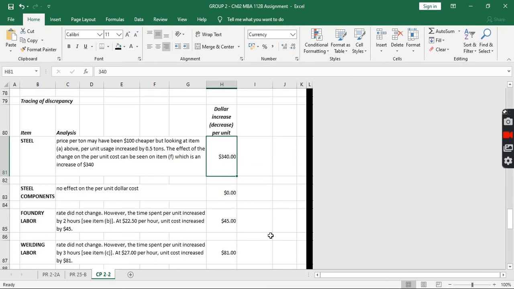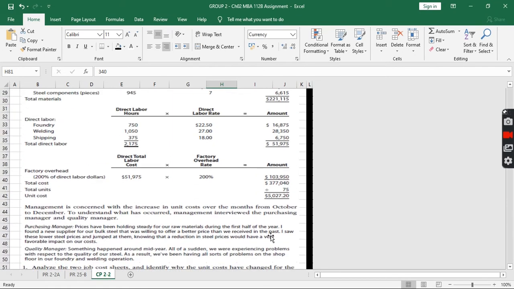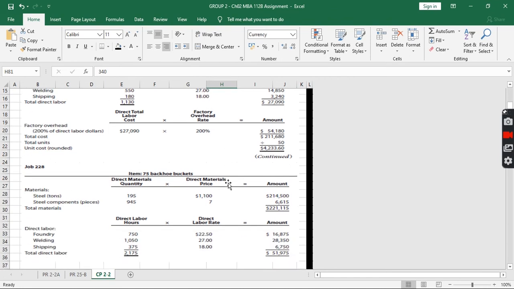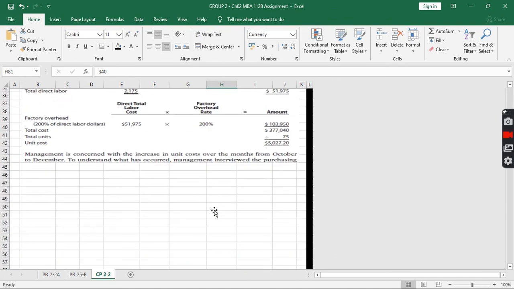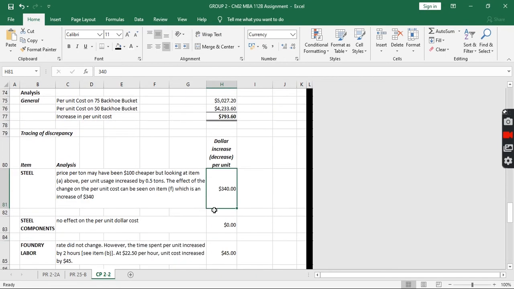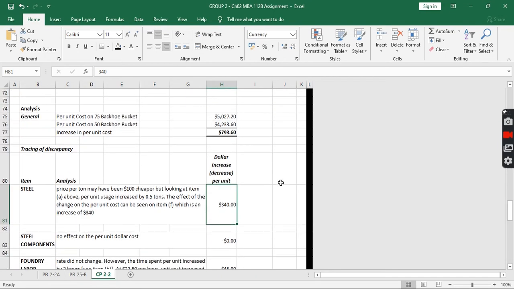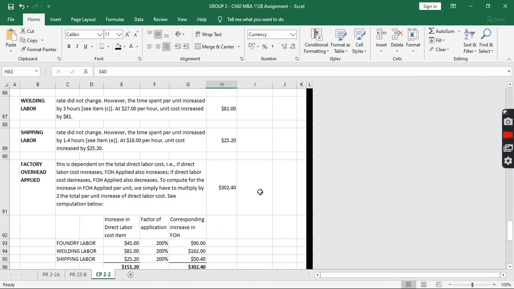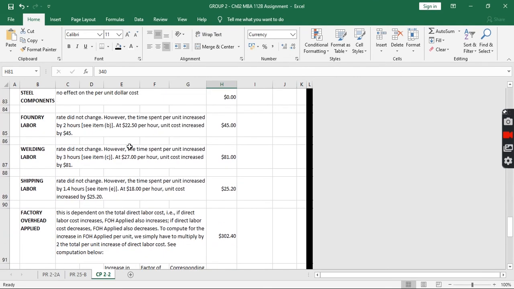And for our foundry labor, foundry welding and chipping labor, if you notice here, in the rates, no changes were observed. So the change in our per unit cost actually was driven by the increase in the hours spent on these particular cost drivers. So for our foundry labor, an increase of 2 hours per item or per unit was observed, multiplied by our per hour rate. So that should give us a $45 increase per unit.